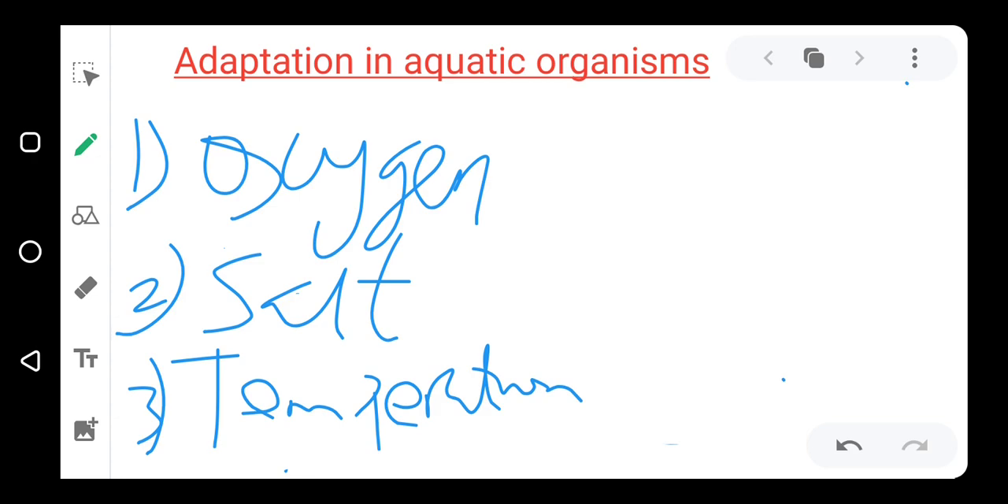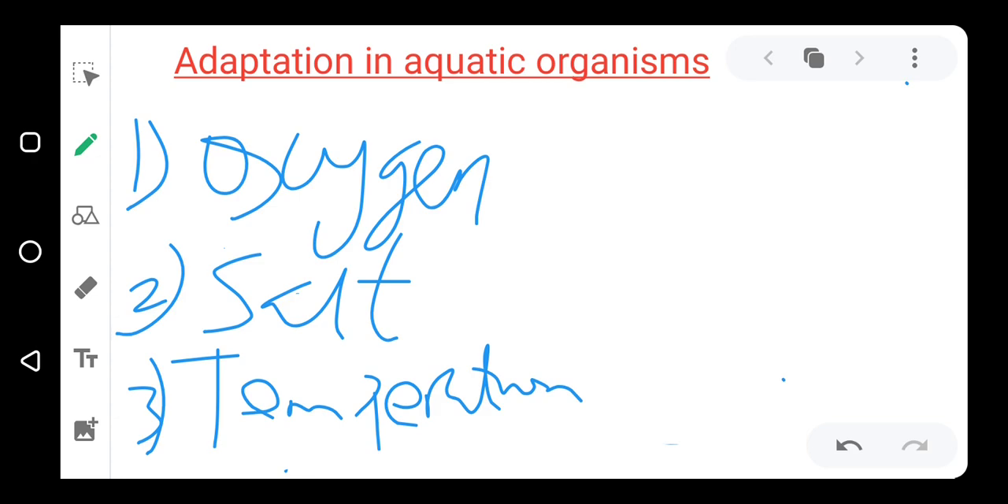There are features that these organisms have developed that enable them to survive all these conditions, and that is why they can survive in water bodies. But we human beings that have been adapted to land environment cannot survive in water environment because we don't have these features that allow these organisms to survive these conditions. Now, what are those features?